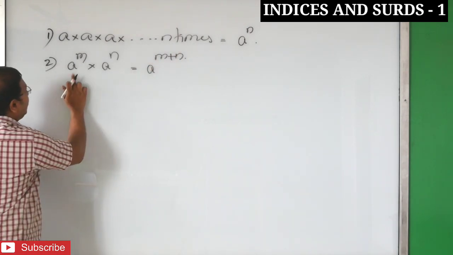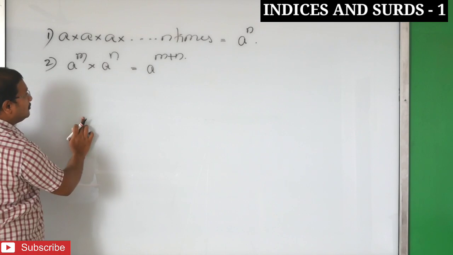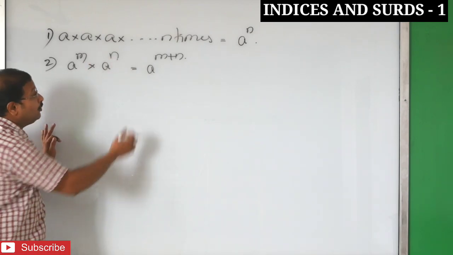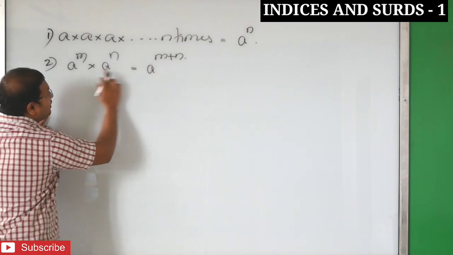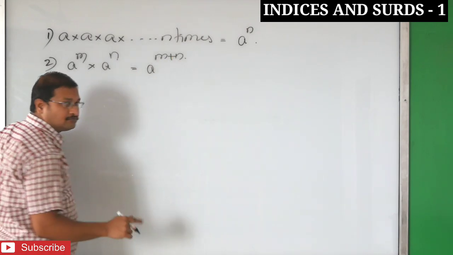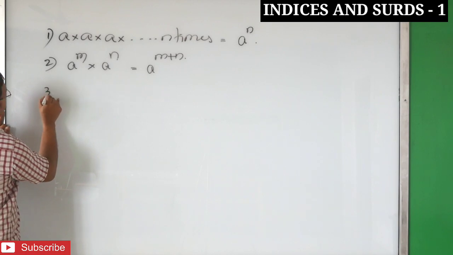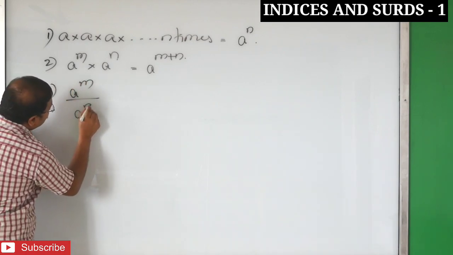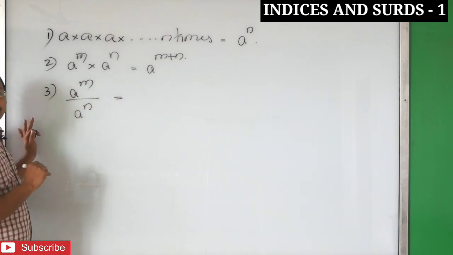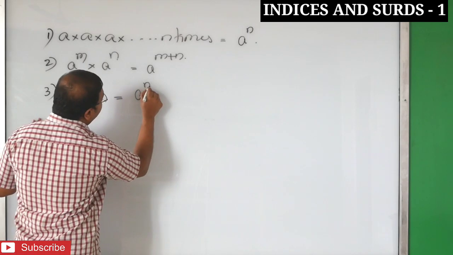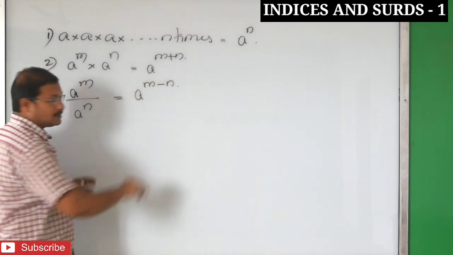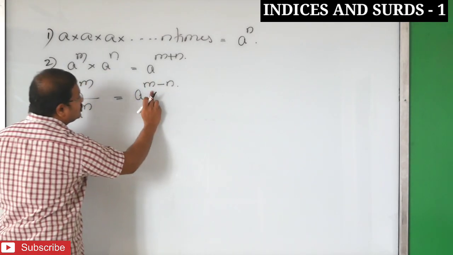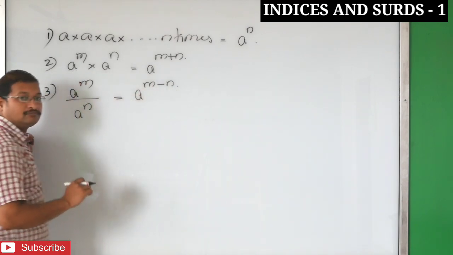That means a raised to m into a raised to n. See, the bases are the same but the powers are changing. What will you do? In multiplication, the powers have to be added. Third: a raised to m divided by a raised to n equals a raised to m minus n. See, if you want to divide, the powers are subtracted: a raised to m minus n.